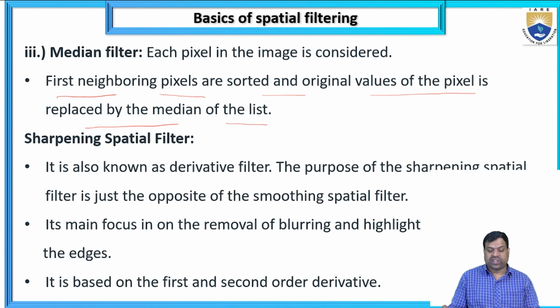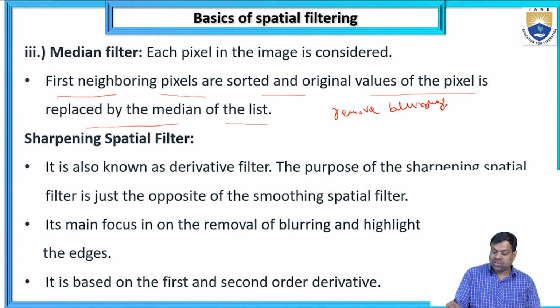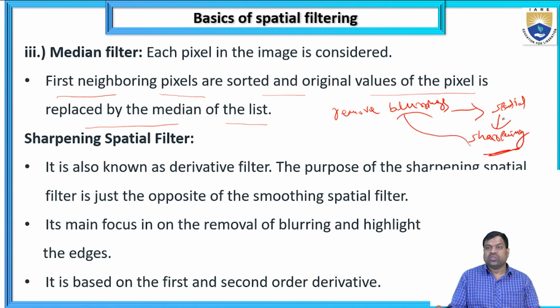Sharpening spatial filter. It is also known as a derivative filter. The purpose of the sharpening spatial filter is the opposite of the smoothing spatial filter. The main focus is on the removal of blurring and highlighting the edges. It is based on the first and second order derivative. So in the spatial filter, which one removes blurring? Sharpening is for removing the blurring. Smoothing is nothing but reducing the noise.